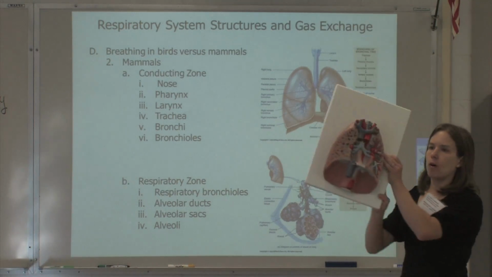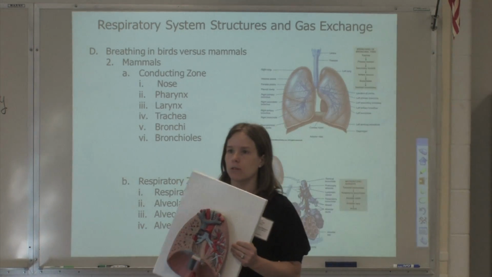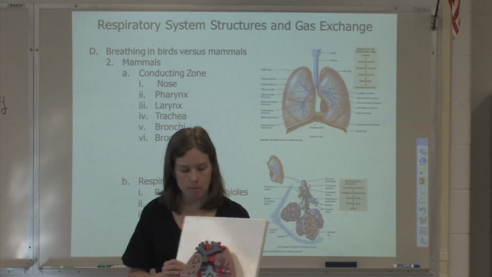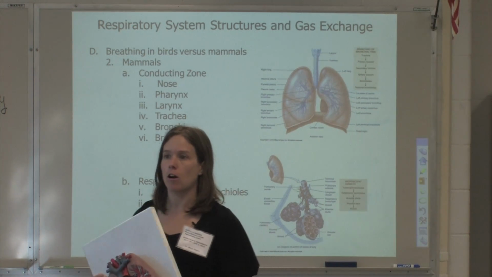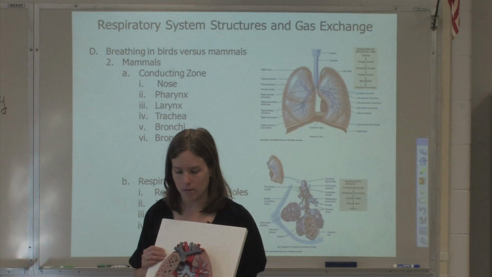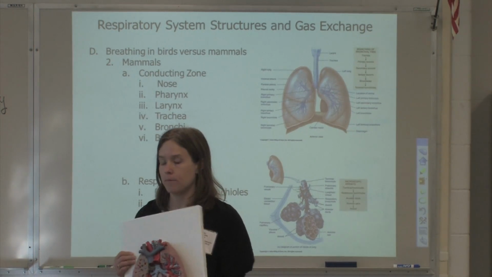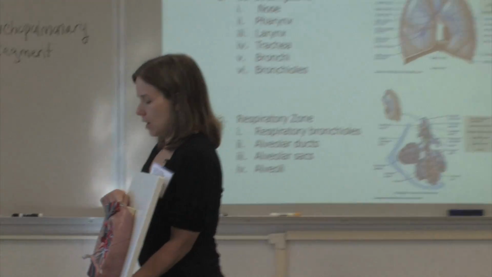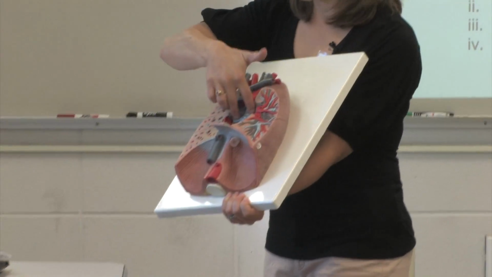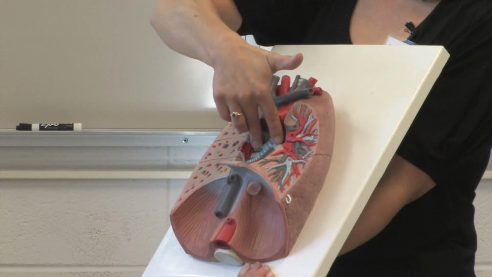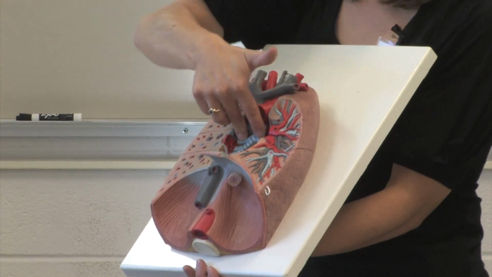So I brought a lung model, and I'm going to walk around with it so that I can show you what some of the structures are. This is not showing the nasal cavity, the pharynx, or the larynx. It's starting out at the trachea. So here's the trachea. It's coming down. The 2 branches here are the primary bronchi, right and left.